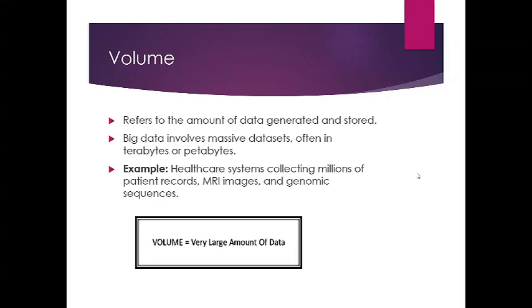So let's go one by one, how and why they define these 5 Vs, right? First thing is volume. As I said earlier, it refers to the amount of data generated or stored. Big data involves massive data sets, often in terabytes or petabytes, which are the sizes. So I put some examples. Healthcare, collecting millions of patients' MRI images. So volume is the first V, right?